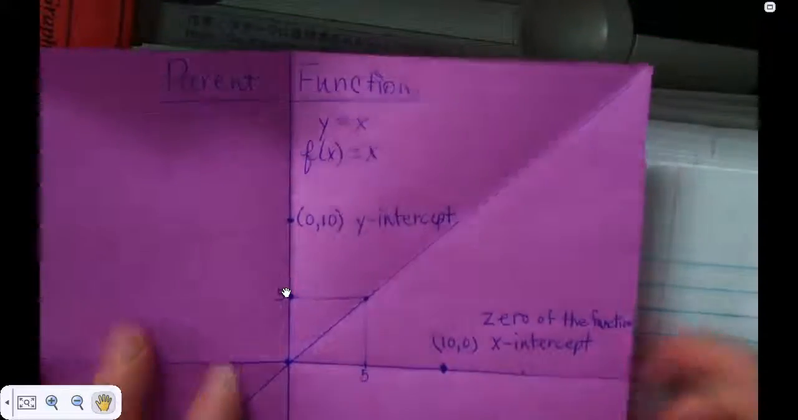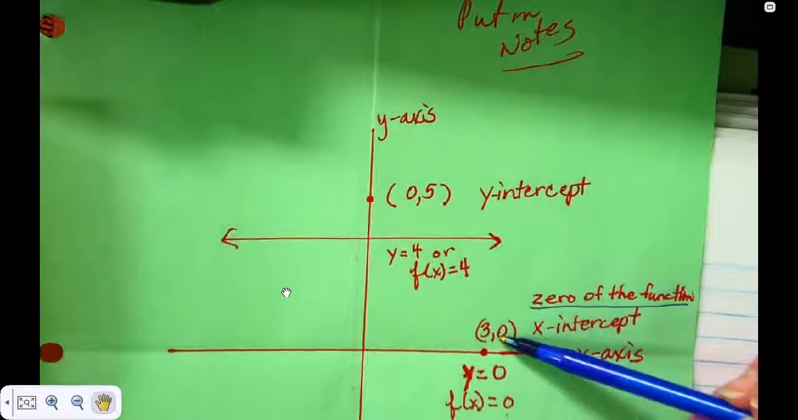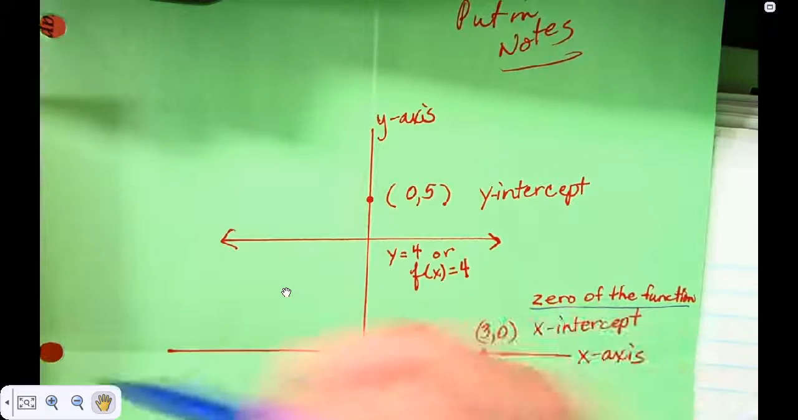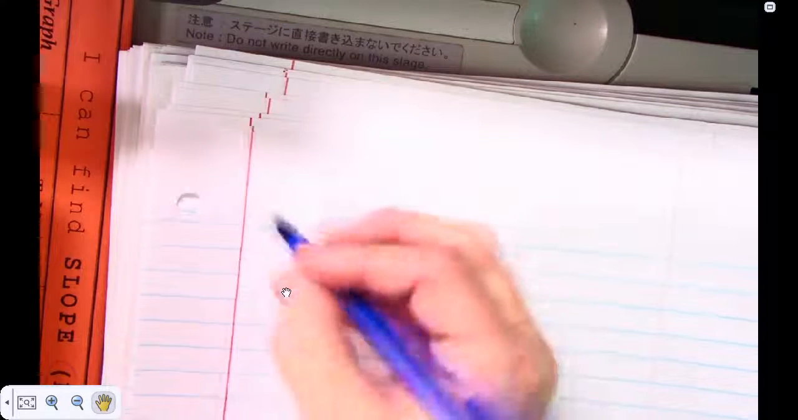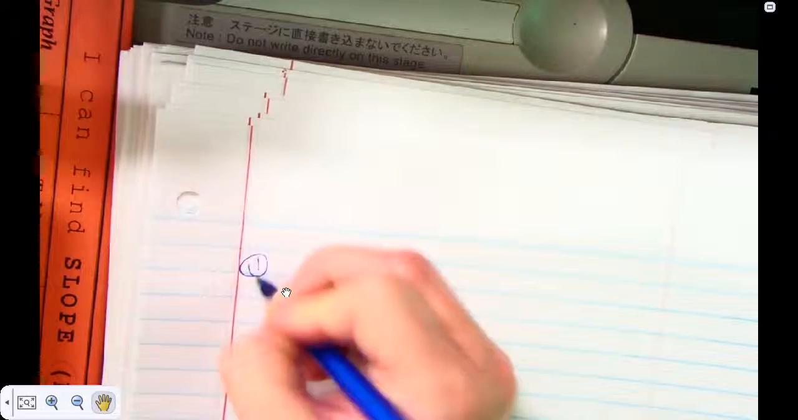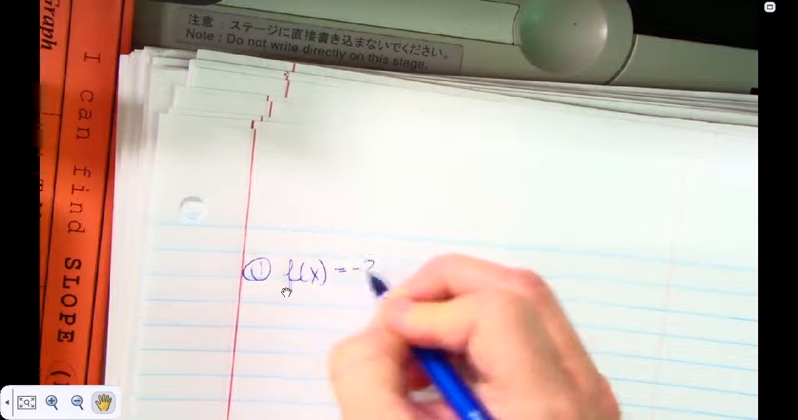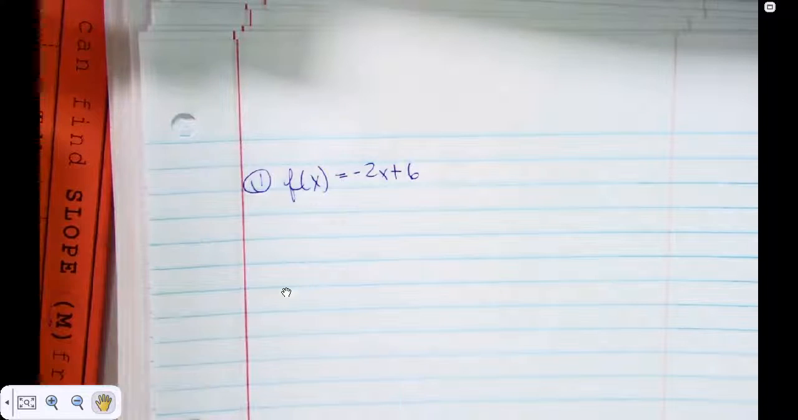That's kind of hard to see. Let me do this in green. Okay, on this one, look at the x-intercept. X is 3, y is 0. On every x-intercept, y is going to be 0. So when it says find the 0 of the problem, you're trying to find when y is 0. You're just trying to find when y is 0.